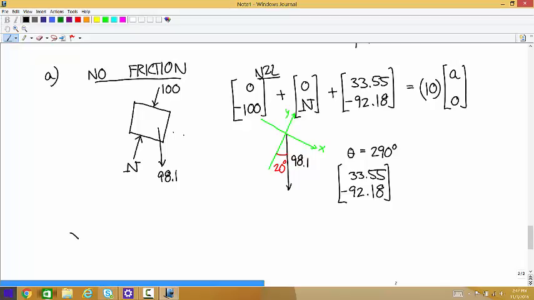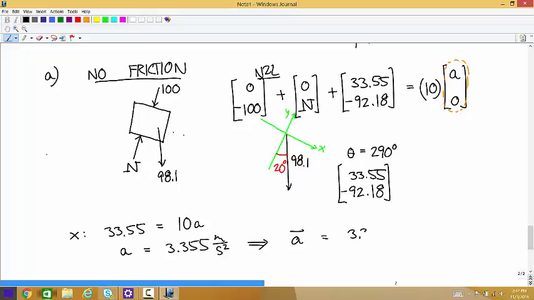So the x equation says 33.55 is equal to 10a. So a is equal to 3.355 meters per second squared. And now to get the acceleration vector, you just plug it back in there. The acceleration vector is 3.355 for an x component, 0 for a y component.